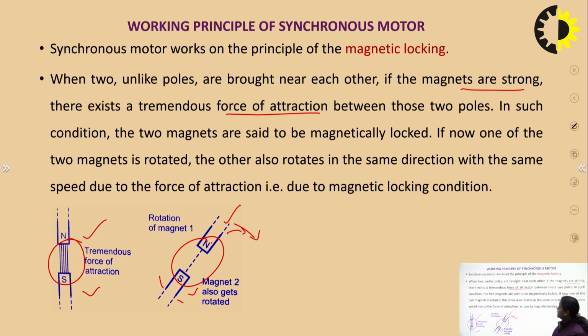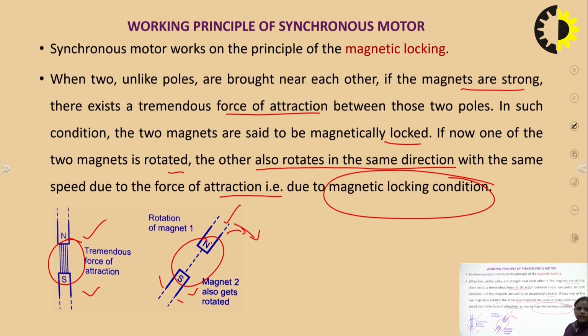So in such a condition, the two magnets are said to be magnetically locked. If now one of the two magnets is rotated, the other also rotates in the same direction with the same speed due to the force of attraction. This is the magnetic locking condition, and this is called magnetic locking. These two magnets are locked here. So this same principle is used in the synchronous motor.